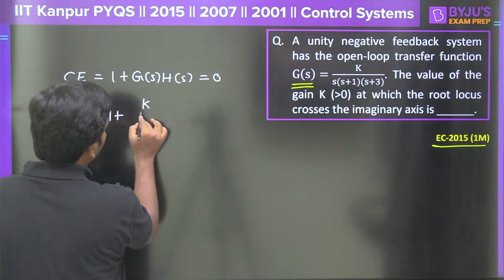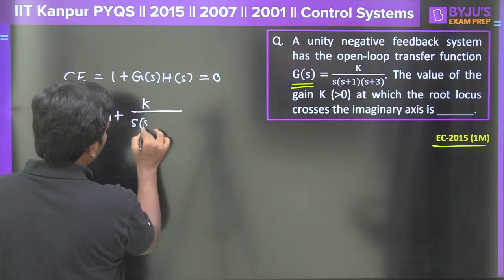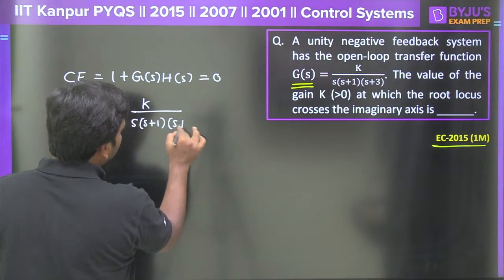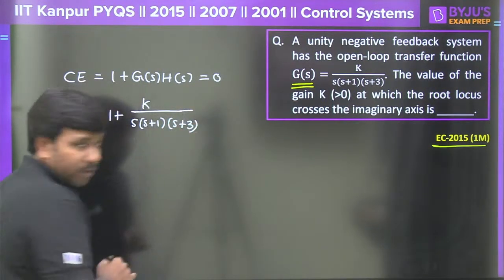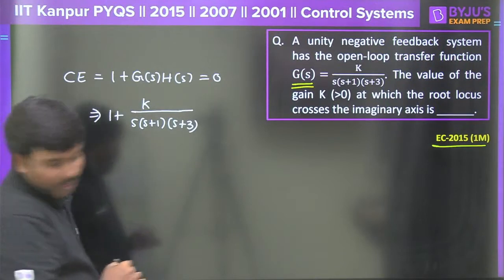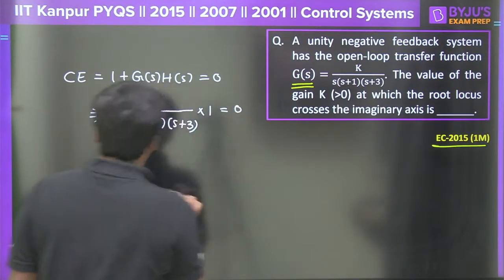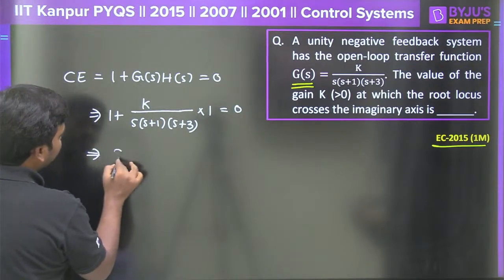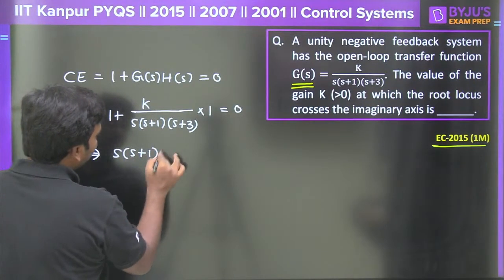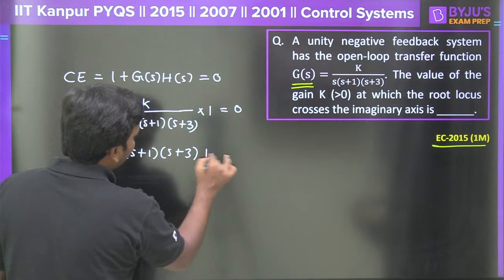G of s is given like k divided by s into s plus 1 into s plus 3. By this time you must get the answer here, right? Very good, Madhuri. Into H of s, which is 1, that must be equal to 0. So therefore, s into s plus 1 into s plus 3 plus k equal to 0.